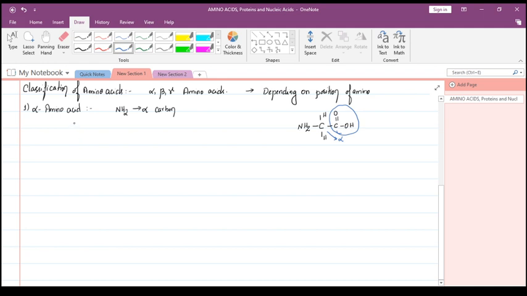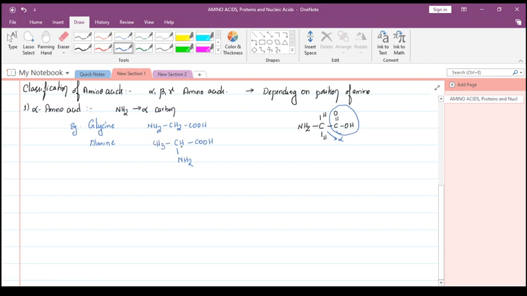An example of an alpha amino acid is the basic amino acid glycine. Glycine is an alpha amino acid, with the chemical formula NH2 CH2 COOH. The amino group is present on the alpha carbon. Again, there is another one, alanine. Alanine also is an example of an alpha amino acid. Here in this group the amino group is present.